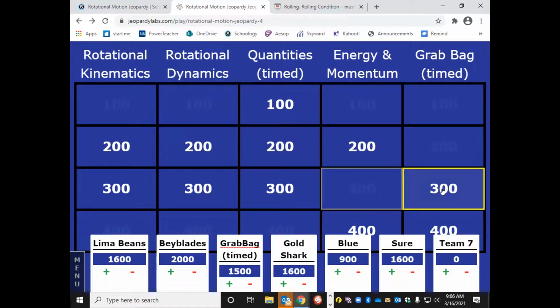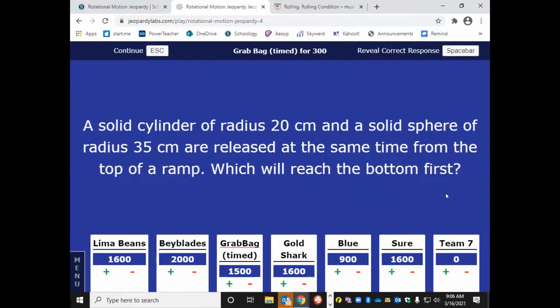Let me get my timer ready. All right. A solid cylinder of radius 20 centimeters and a solid sphere of radius 35 centimeters are released at the same time from the top of the ramp. Which will reach the bottom first?